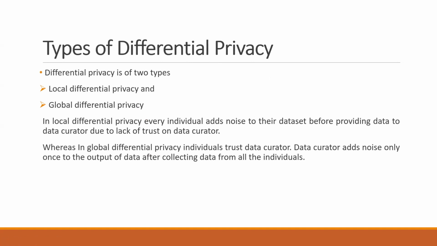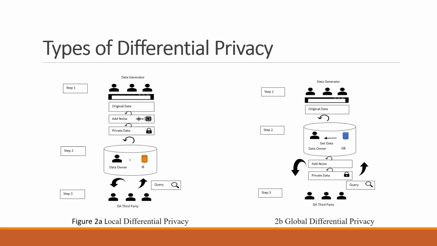We have two different types of differential privacy: local differential privacy and global differential privacy. In local differential privacy, every individual adds noise to the data and then submits it to the data creator. In global differential privacy, the individual trusts the data creator and submits their data, and the data creator adds noise only once after collecting the data from individuals. There are three steps.